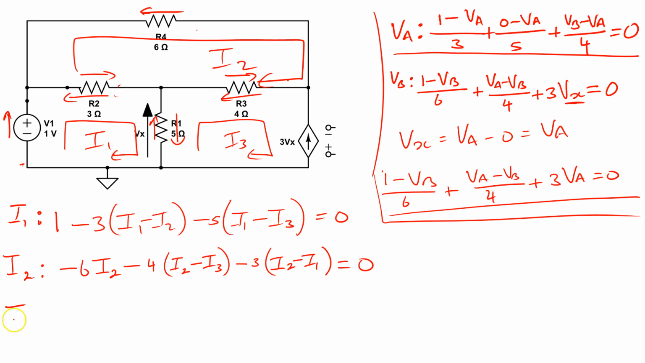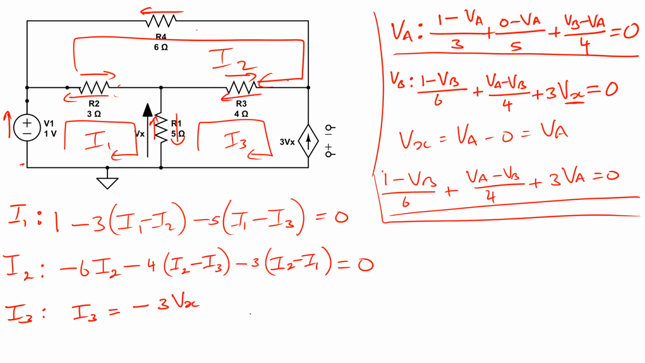And then for the I3 loop, the I3 loop covers this current source, and it is the only loop covering the current source. So I could say here immediately that I3 is equal to minus 3 Vx.